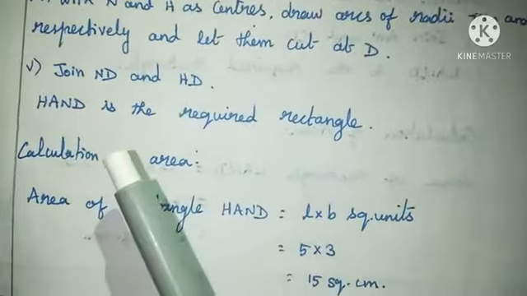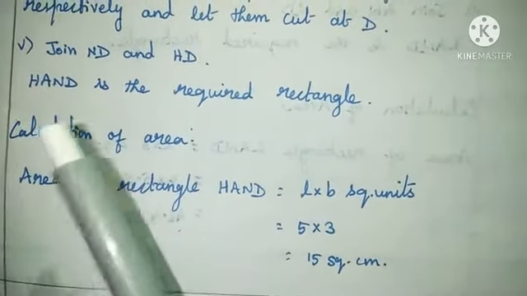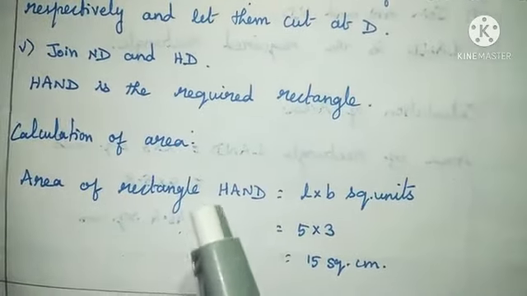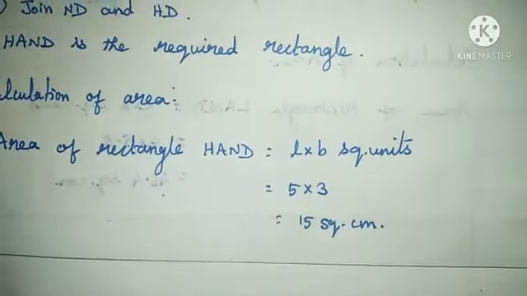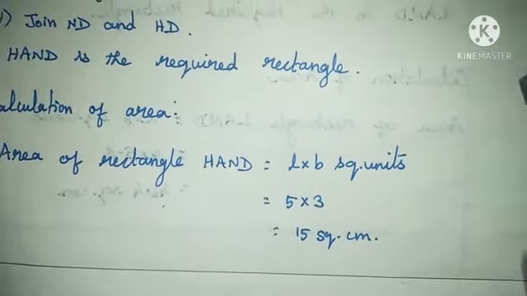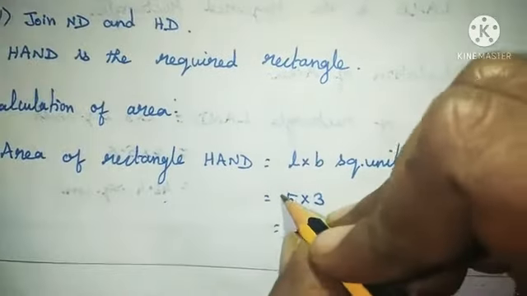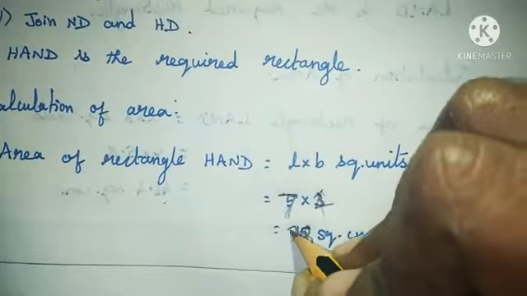Since it is a rectangle, we know that area of a rectangle is equal to L into B square units. Therefore, area of rectangle HAND is equal to L into B square units. L is given as 7 centimeter and B is given as 4 centimeter. Therefore, 7 into 4 is equal to 28 square units.